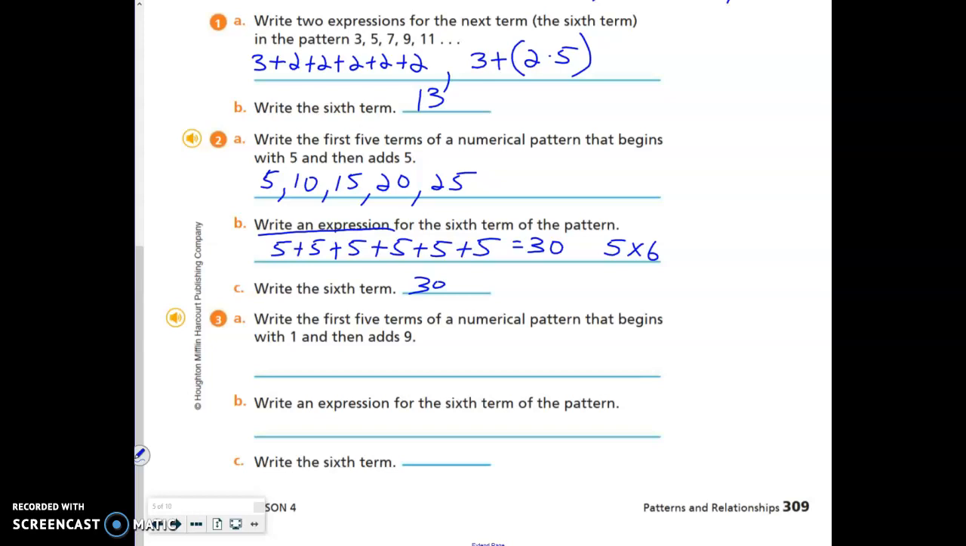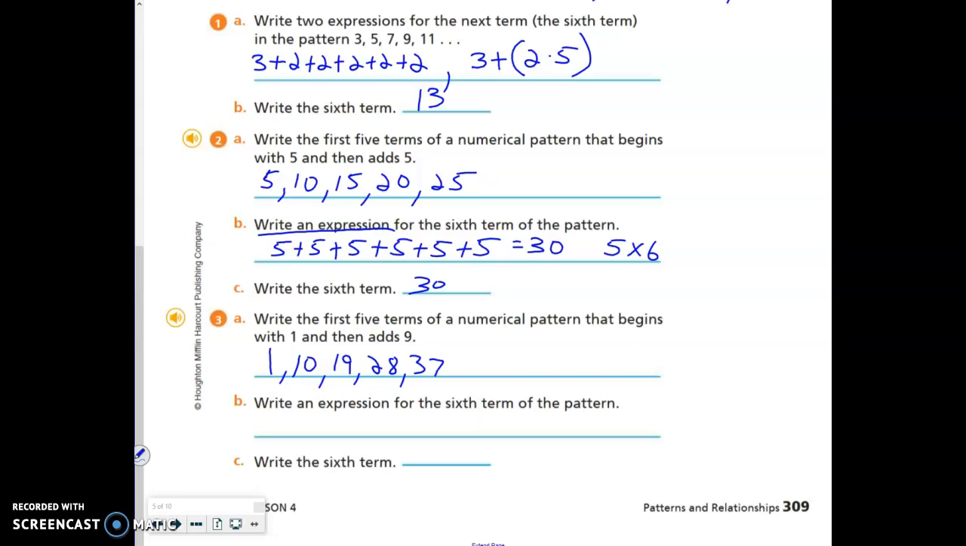All right, and that's going to get to question 3 here, where it says write the first 5 terms of a numerical pattern that begins with 1 and then adds 9. So again, 1 plus 9 gets us to 10. 10 plus 9 gets us to 19. 19 plus 9 gets us to 28. And 28 plus 9 gets us to 37. All right, and we keep progressing up there.